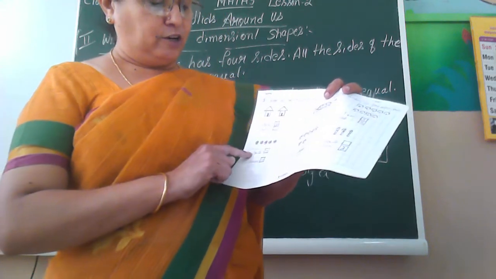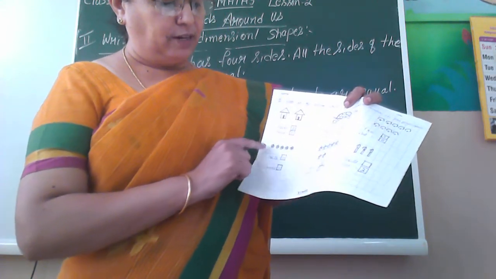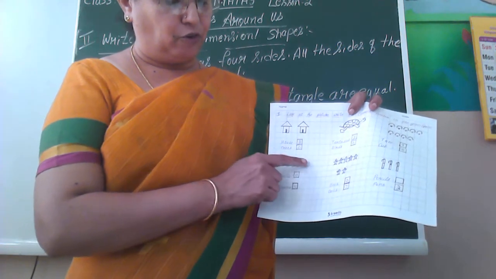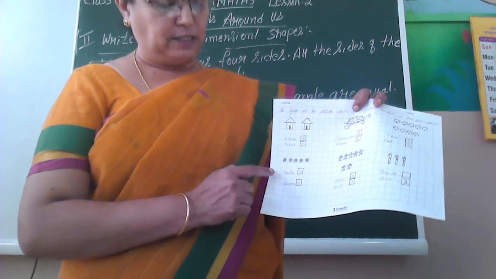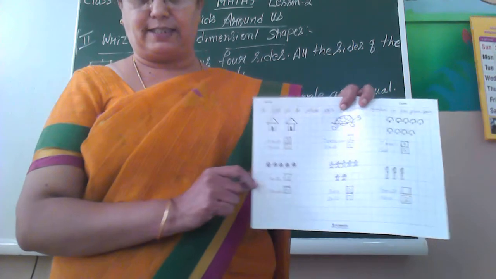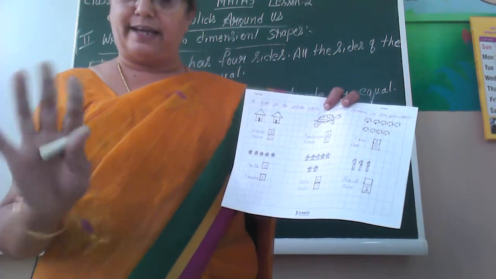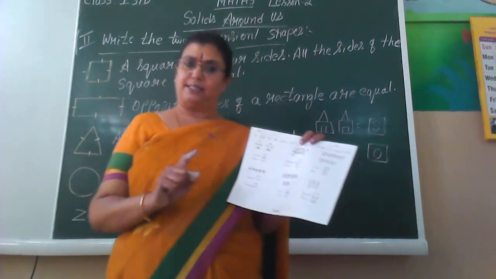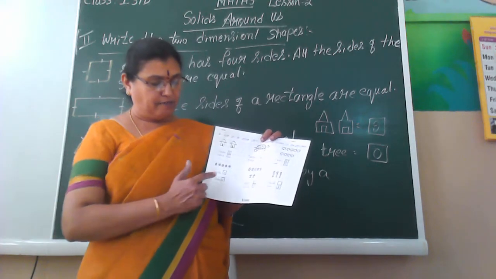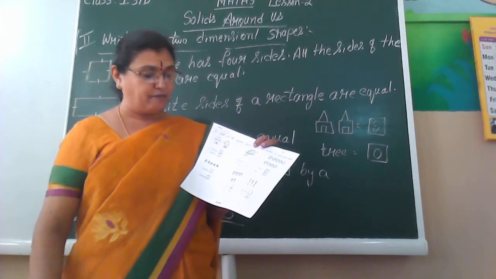Again here, there are 5 flowers. 1, 2, 3, 4, 5. So in the box, they have given fruits and flowers. How many fruits are there? There are no fruits. So you have to write 0 for that box. There are five flowers, you have to write five for flowers.